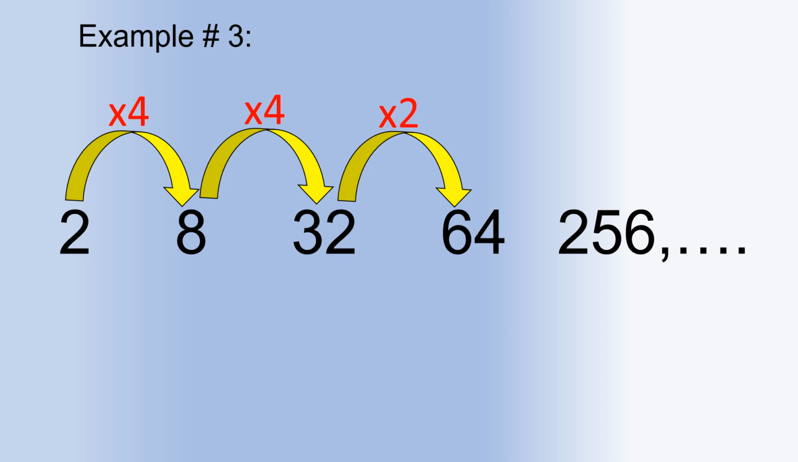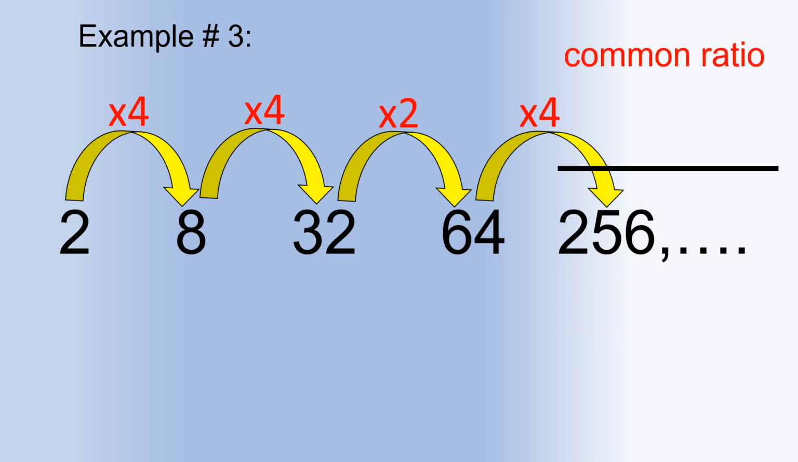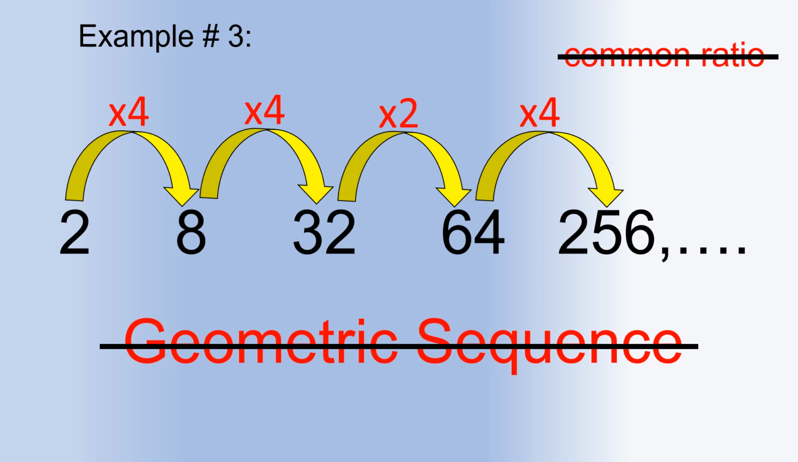So let's try the last one. 64 multiplied by a constant to get the value of 256. What will be that value? That is again times 4. So as you notice, class, in our example, we have a constant 4 and another constant which is 2. So the constants are not common. Therefore, there is no common ratio. If that happens, class, we can say that this given sequence is not a geometric sequence.